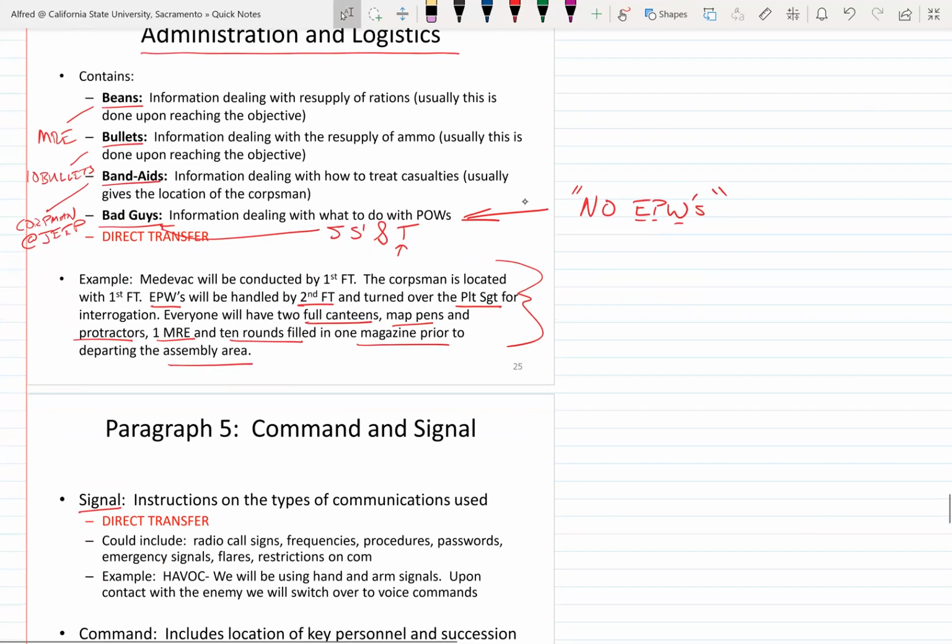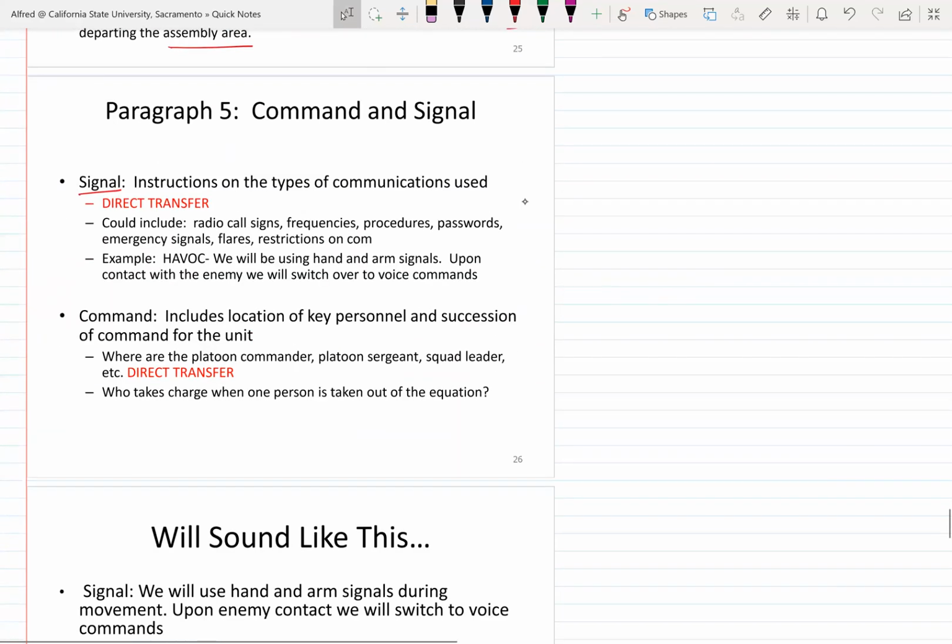And down here in command and signal, let's say you're an intelligence officer, or a radio officer. I don't know what kind of MOS that would be. Signals intelligence. But if you're doing this, there's radio call signs, different frequencies for radios, for airplanes, all kinds of things, passwords, protocols, procedures, emergency signals, different color flares. Different color flares do different things.